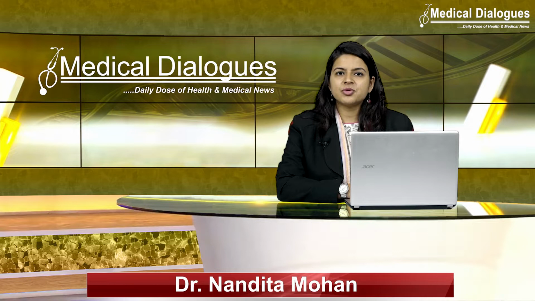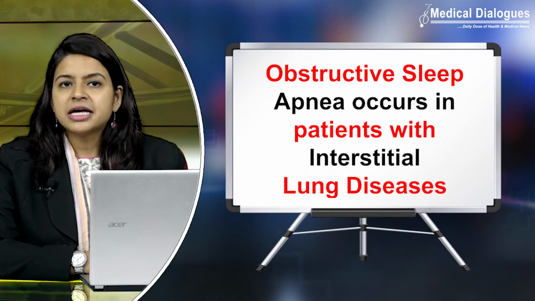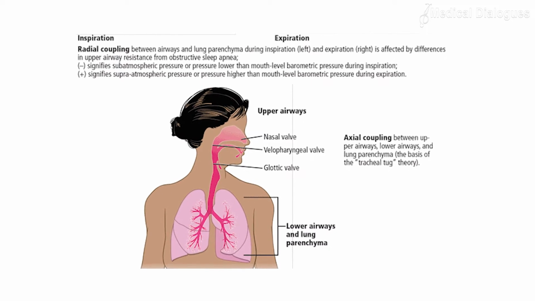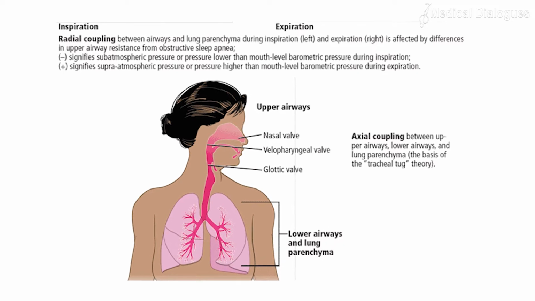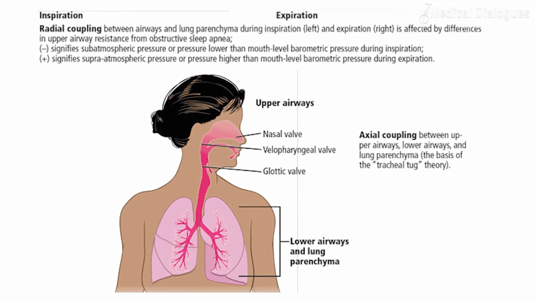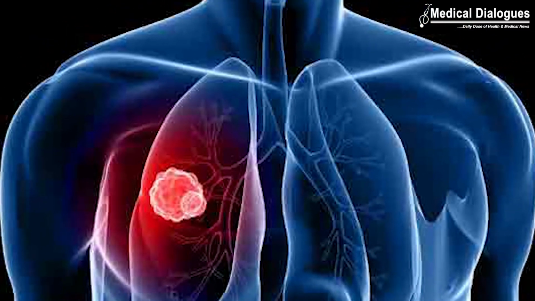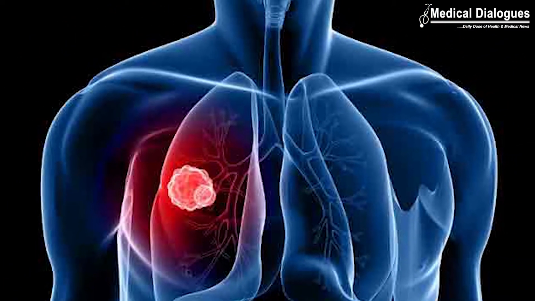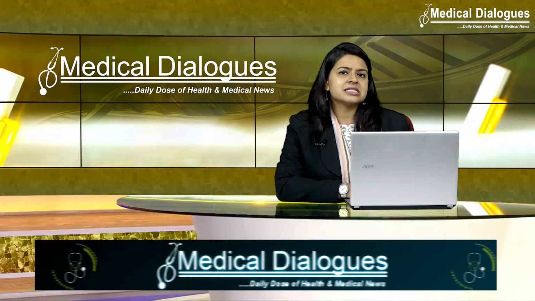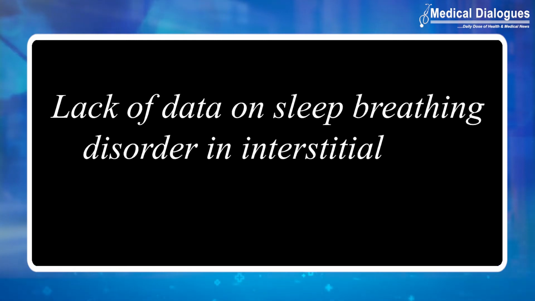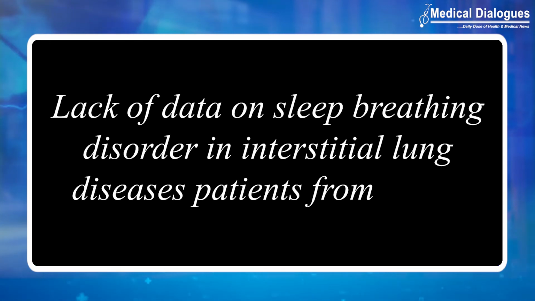I am Dr. Nandita Mohan, and today I am going to talk about the occurrence of obstructive sleep apnea in patients with respiratory disorders. Obstructive sleep apnea is commonly found in interstitial lung disorders, with overall incidence varying from 17 to 88%. The morbidity and mortality of this condition are high when it occurs with chronic respiratory diseases like interstitial lung disease itself. Now, there is a lack of data on sleep-breathing disorders in such conditions, and specifically all this data is lacking in India.